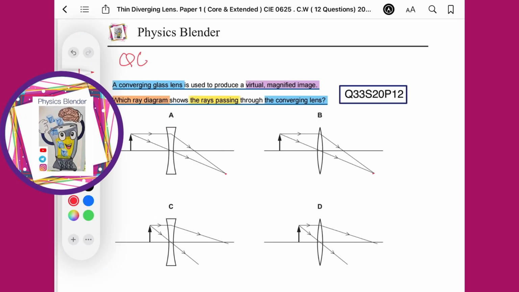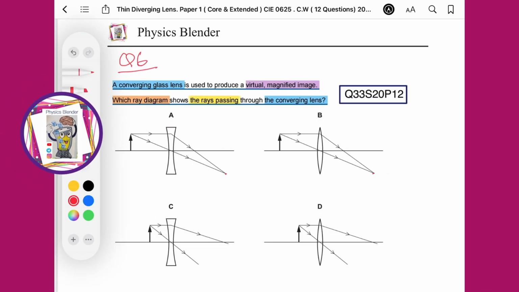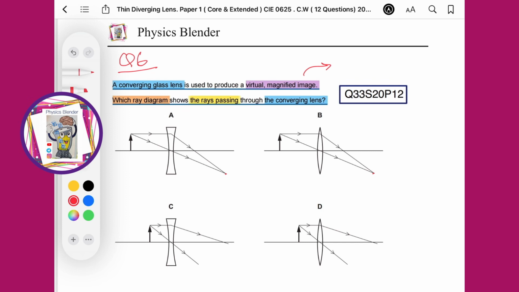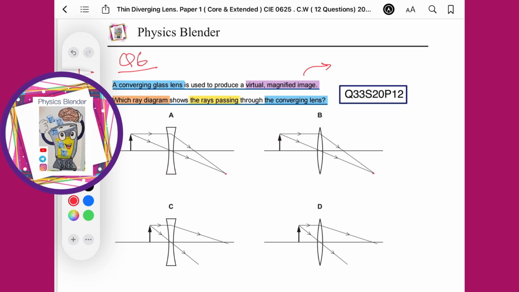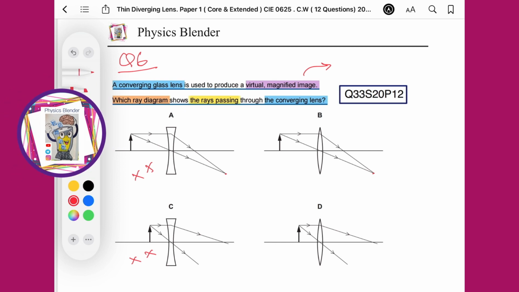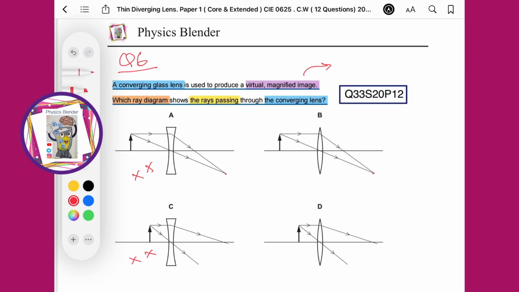Question 6 is for extended candidates only, because here we are talking about a magnifying glass, where we use a converging lens as a magnifying glass. Which ray diagram shows the rays passing through the converging lens? So here it is asking you about which type of lens. How do you know the lens is converging or diverging? This one is diverging, so we will exclude A and C. So you have to choose between B and D.